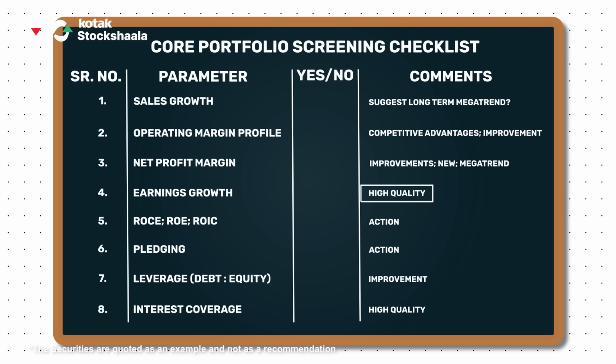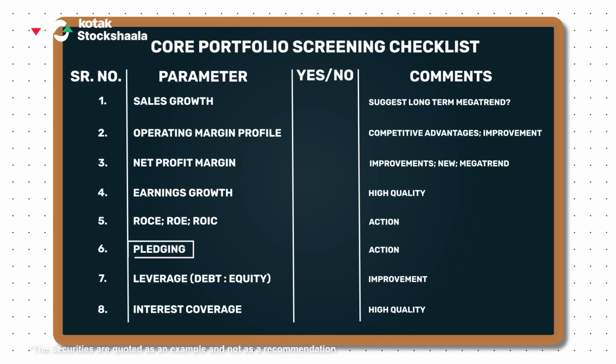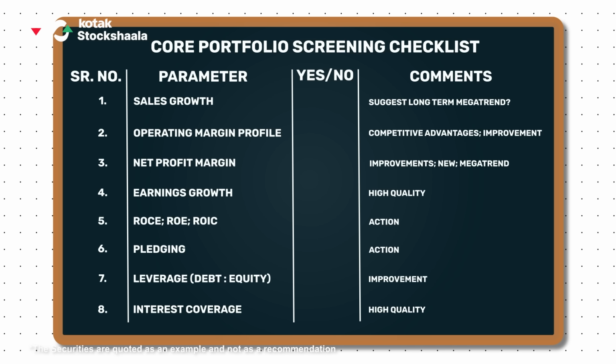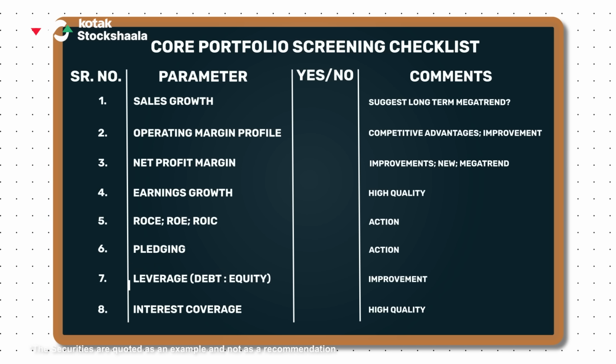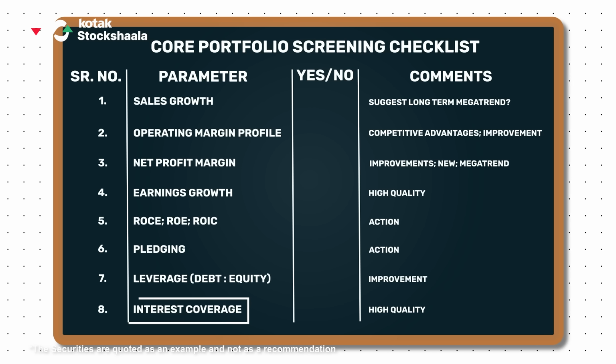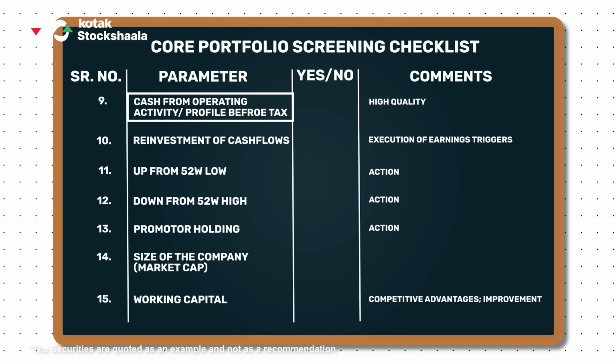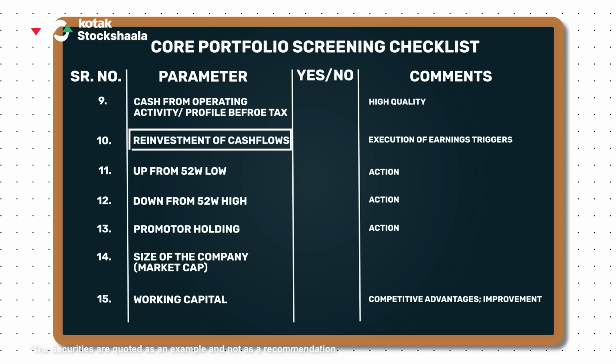If this ratio is more than 15%, it means that the company is able to earn significantly higher returns than what it can earn in FD or risk-free adjusted returns. So next is pledging, which is again suggesting action. What is the promoter doing, whether it is pledging the shares or not. Leverage of the company, that again shows skin in the game. Then you have interest coverage ratio, cash flow, reinvestment of cash flow, and so on and so forth.